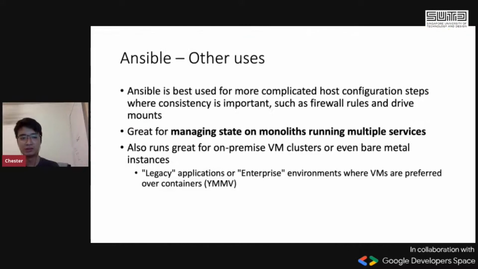So some other uses of Ansible is that Ansible can be used for a bit more complicated host configuration steps, where again consistency is important. So every time you run it, it produces the same output, even if the state is slightly different. So you can use it to do things like set up firewall rules and mount devices. It's also great for managing the state of monolith servers that are running multiple services on the same VM.